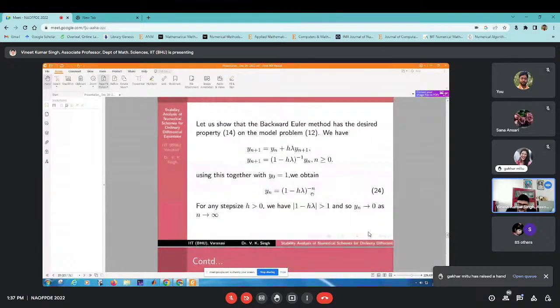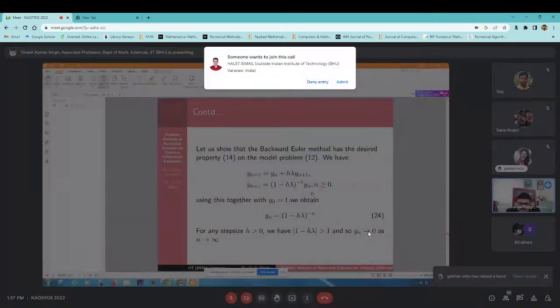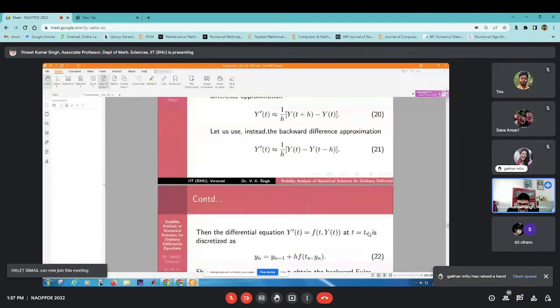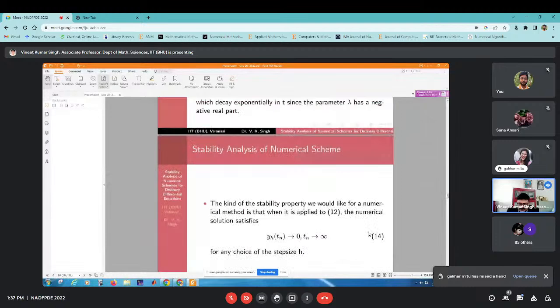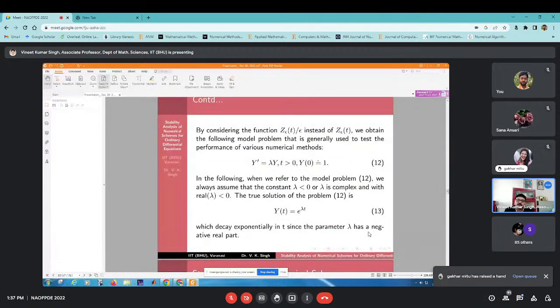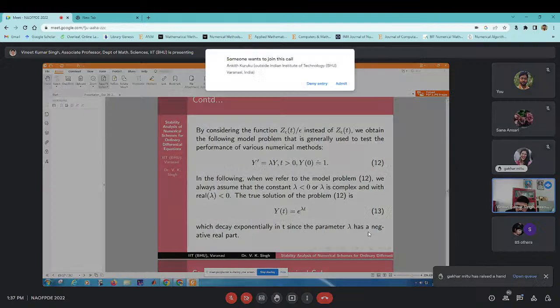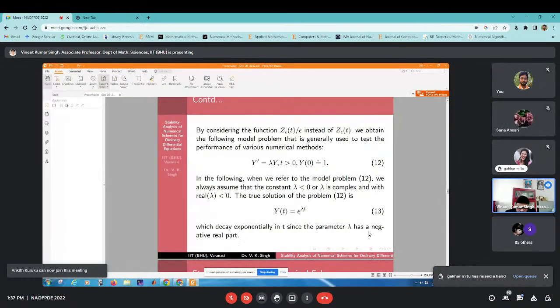The final conclusion is that I have taken one simple model, the model which I proposed here, equation number 12. If you want to do the stability analysis for any new designed scheme, we have to do it like this. We first find the nature of the solution of the given mathematical model, which is an initial value problem. You design the scheme. I designed two schemes: the first is the Euler method, the second is the modified backward Euler method.